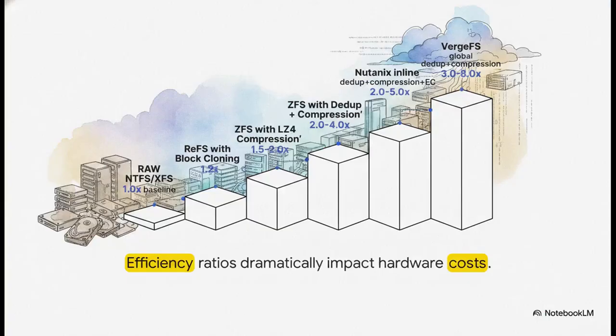And the actual data impact of these architectures? It's massive. Raw legacy file systems like NTFS or XFS basically baseline at a 1x efficiency ratio. But as you move up the stack, technologies like Nutanix hit 2 to 5x efficiency thanks to inline compression and erasure coding. And at the very top, VergeFS's global deduplication can literally stretch your physical storage up to 8 times further. That completely changes your hardware budget.